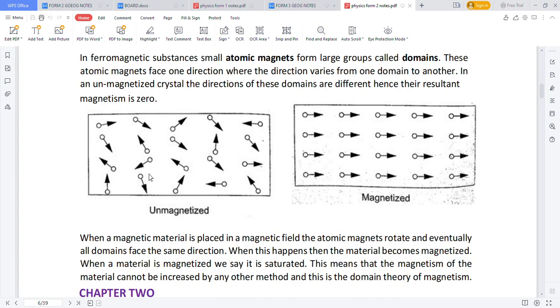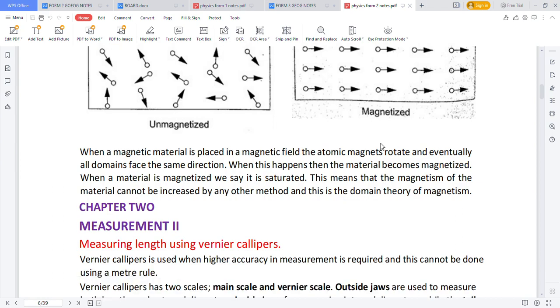Unmagnetized, the domains are facing any direction, and therefore their resultant magnetism is zero. Then we have magnetized material. These domains are facing one direction. The magnetic domains are facing one direction, hence we say they are magnetized.